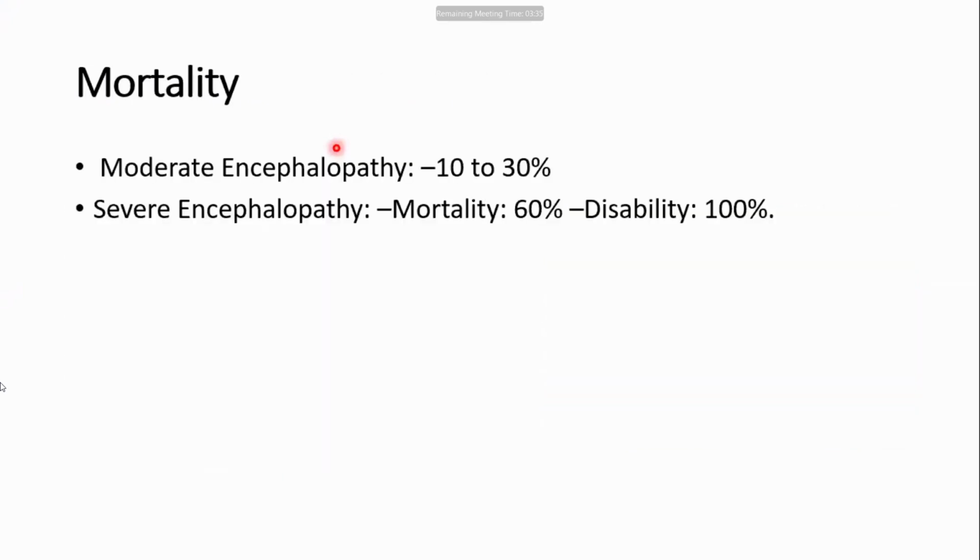Now, what is the mortality incidence? If there is a moderate encephalopathy, the mortality incidence is 10 to 30%. But if the child has severe encephalopathy, mortality incidence is 60%. And this child will have some form of disability. 100% this child will have some form of disability. So along with mortality, morbidity is also very important. Birth asphyxia morbidity incidence is also very, very important.